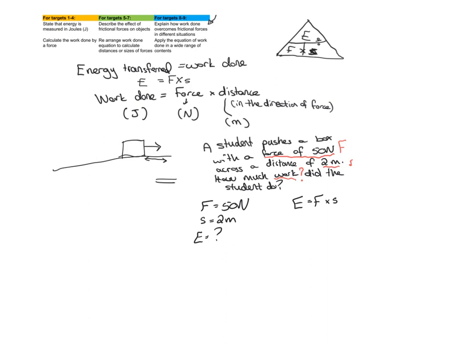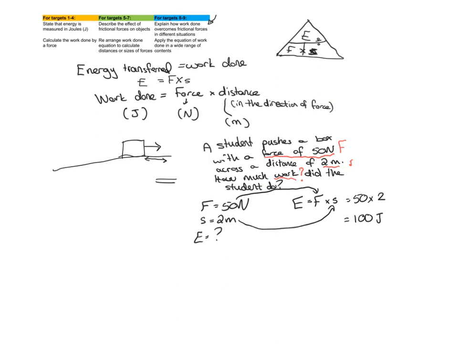And I just simply put the numbers in. So 50 goes there and 2 goes there. So that's equal to 50 times, so whatever number is next to the symbol I used will go in its place and we'll replace it. So we have times 2, which gives me 100. And I know energy is measured in joules, so it's 100 joules.